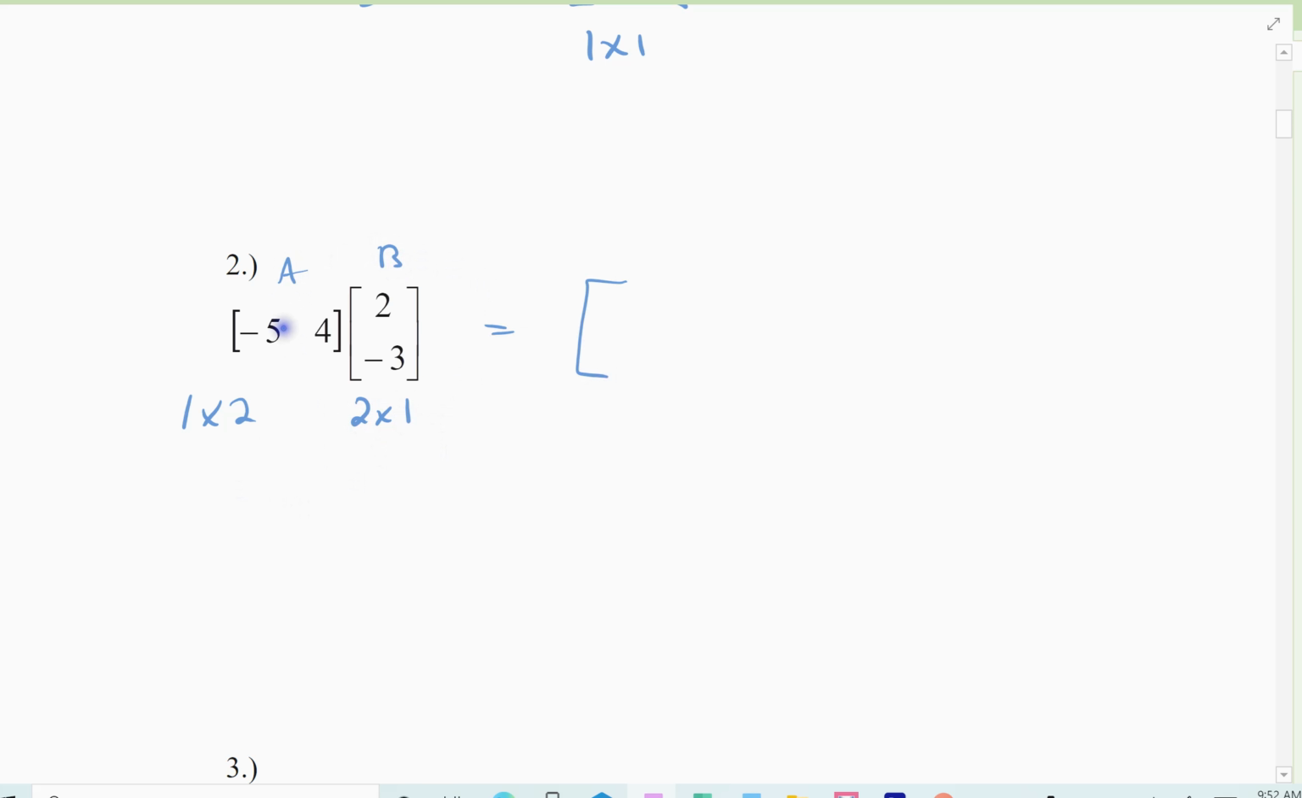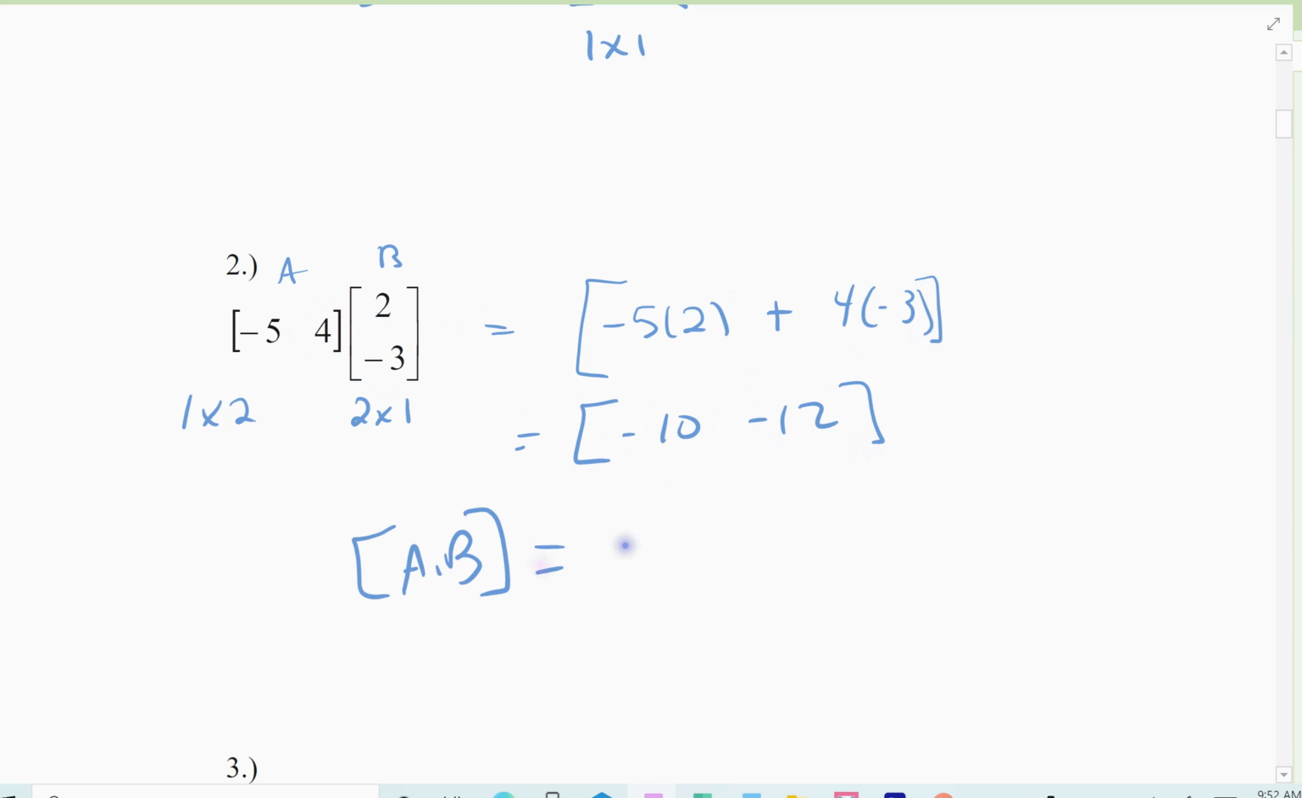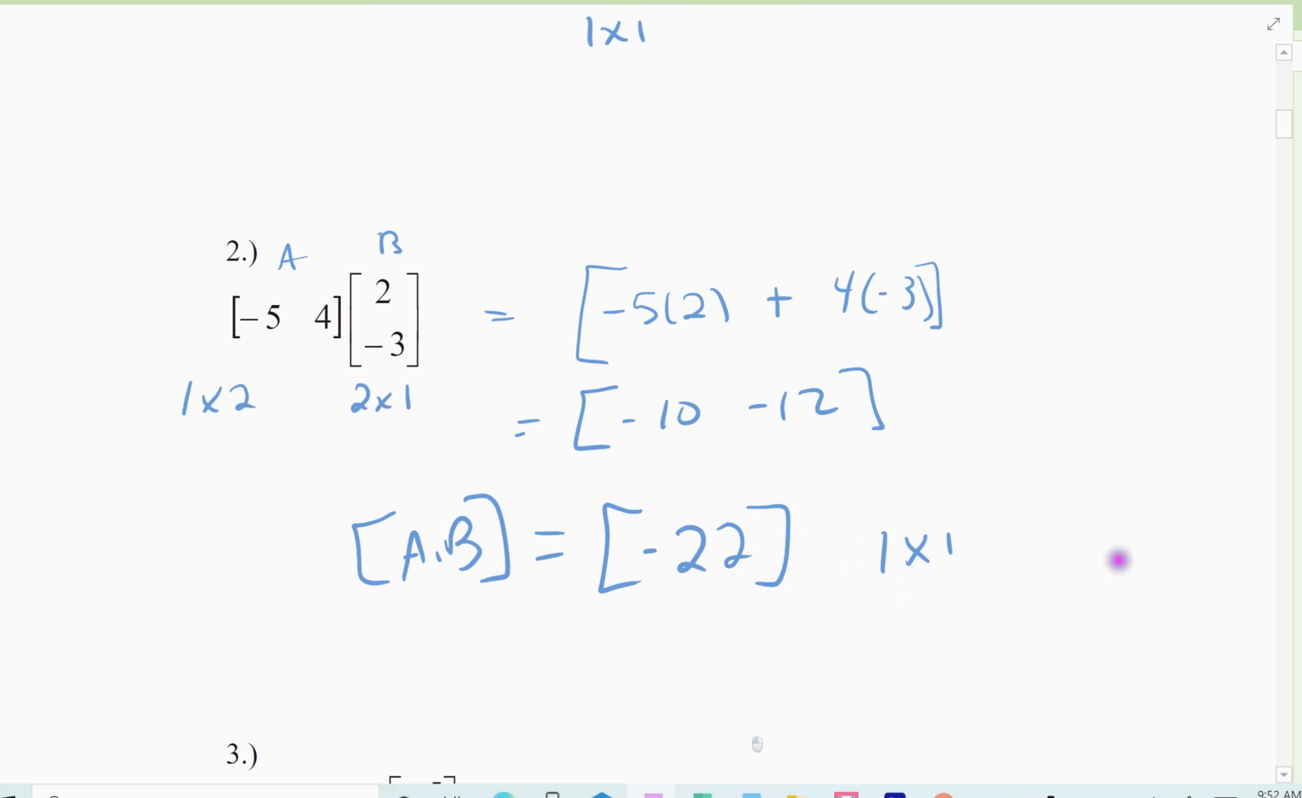And so again, I take the first number in the row, multiply it by the first number in the column, so I get negative 5 times 2. Add to that the second number in my row by the second number in my column, 4 times negative 3, and then we do the math. So I get negative 10 minus 12. And so there is my matrix A times B, a single number, negative 22, and it is a 1 by 1 matrix, a single number.